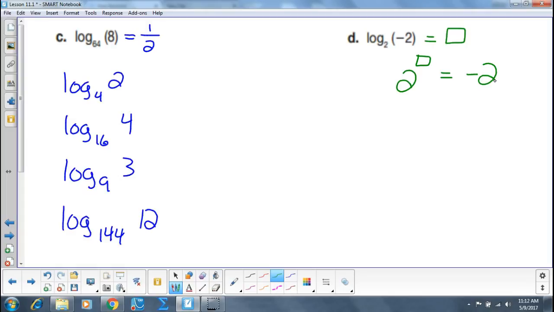2 to the -4 power is 1/16, not -2. I'm not saying it might help to look back at yesterday's notes, but it might help to look back at yesterday's notes.